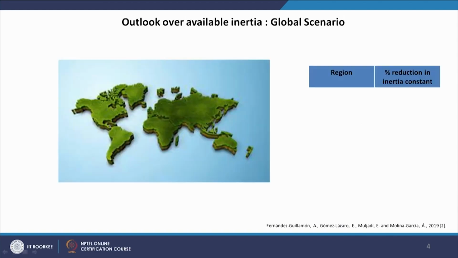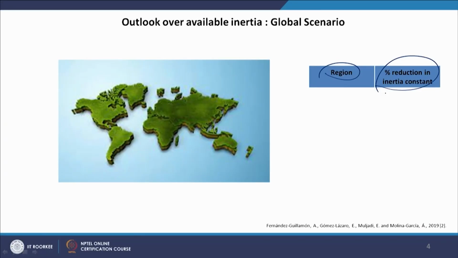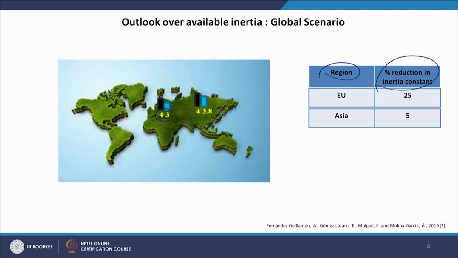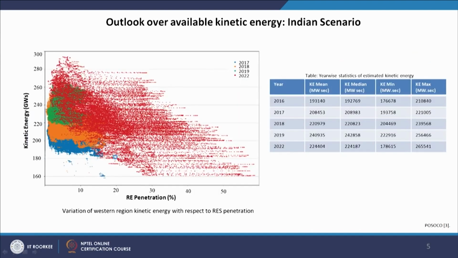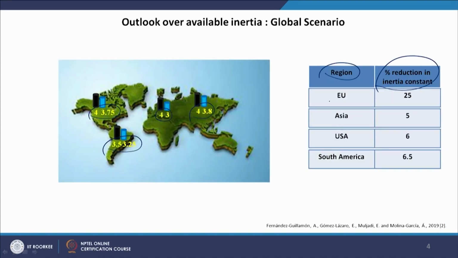Now, once you move to the global scenario, what exactly is happening through the world map? We have different regions and the percentage reduction in inertia constant because of renewable penetration. Let us understand what is happening. First it is 4 to 3, the second is Asia, which is 4 to 3.8, then you could experience the United States, which is 4 to 3.75, then South America, which is 3.5 to 3.25. You can compare the European Union and Asia, USA and South America.